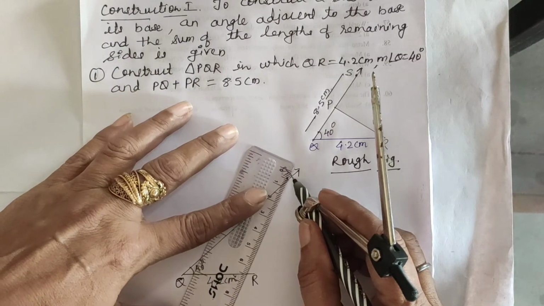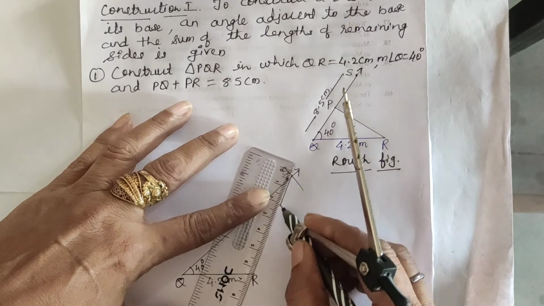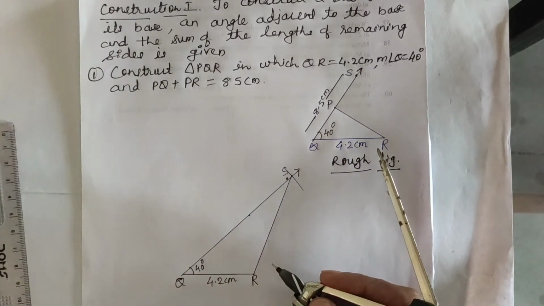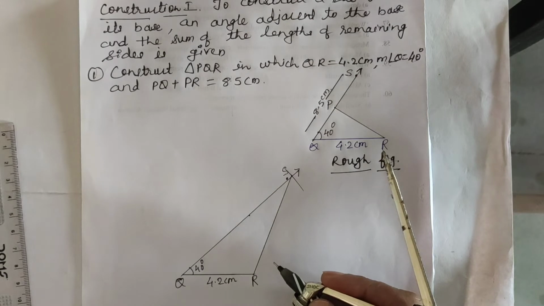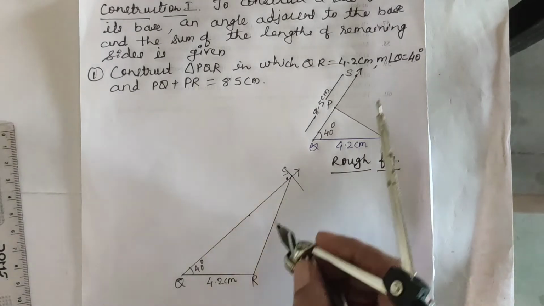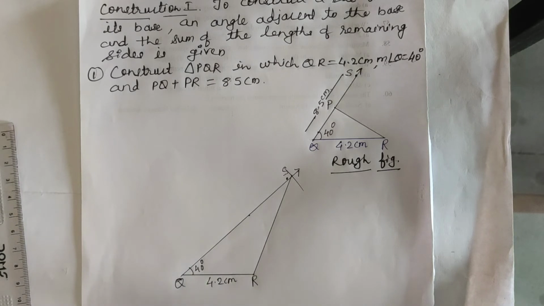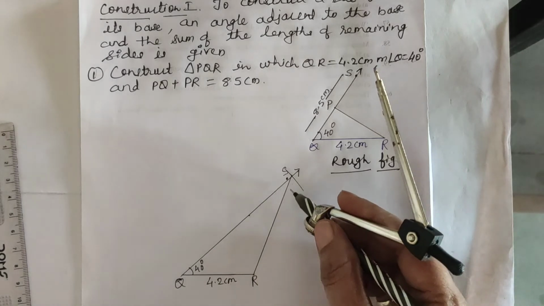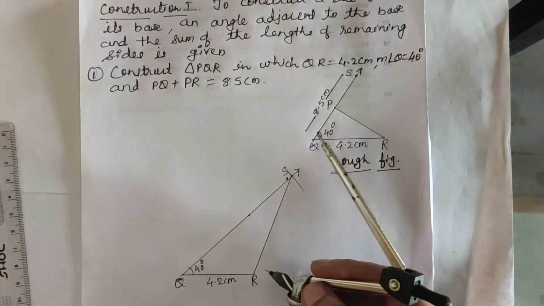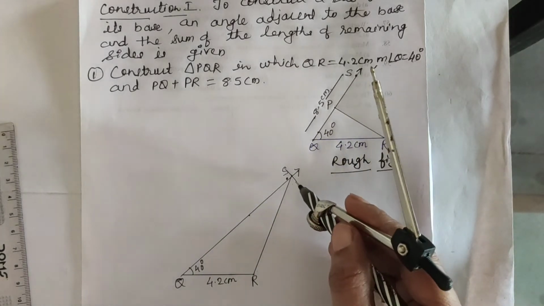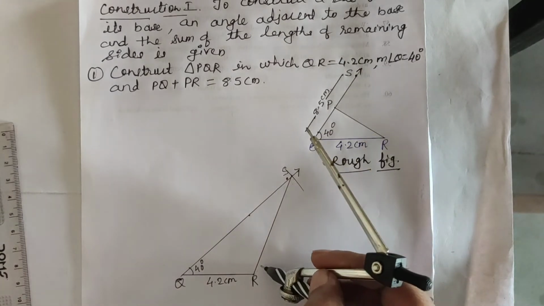What is the name given? S. Join this as R. Okay. So what we have drawn now? We have drawn segment SR. Now children, remember what you have to do. You have to construct the perpendicular bisector of this segment which we have joined now. Remember this. Now we draw the perpendicular bisector of SR.